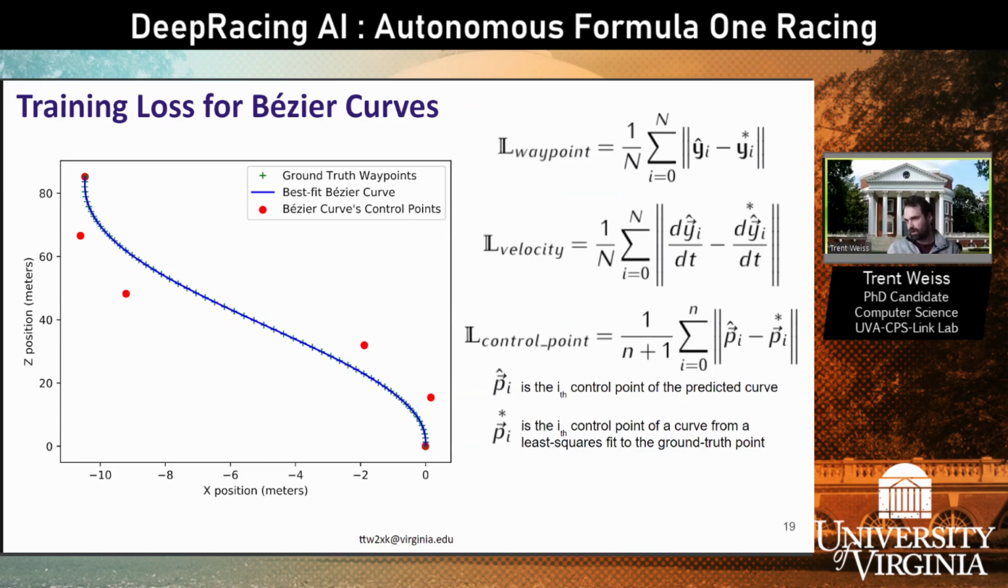We train our Bezier curve predictor on a loss function that minimizes the difference between this Bezier curve evaluated on a fixed interval and the ground truth position, as well as the ground truth velocity to take into account the first derivative of our training data, as well as minimizing the difference between our predictions and a least squares fit to the input data.